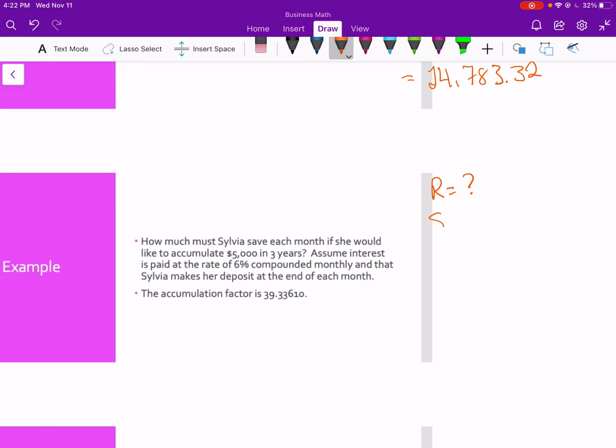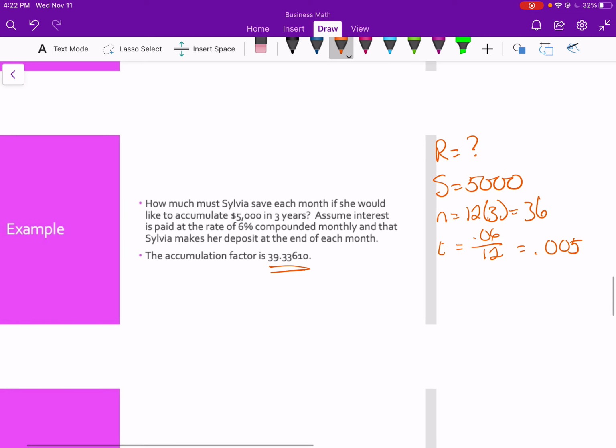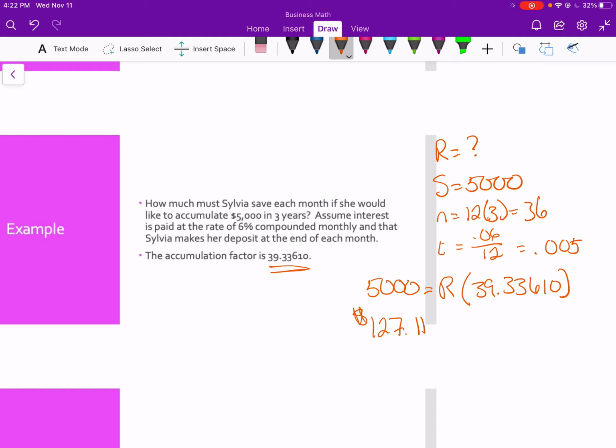We know our total value, S, is 5,000. Our N is 12 months a year times 3 years, which gives us 36. Our I is 0.06 over 12, which gives us 0.005. So that helps us get our accumulation factor. Now let's plug in what we know. Our S is 5,000. It's equal to R times our accumulation factor of 39.33610. Divide to find that $127.11 is going to be our periodic payment.